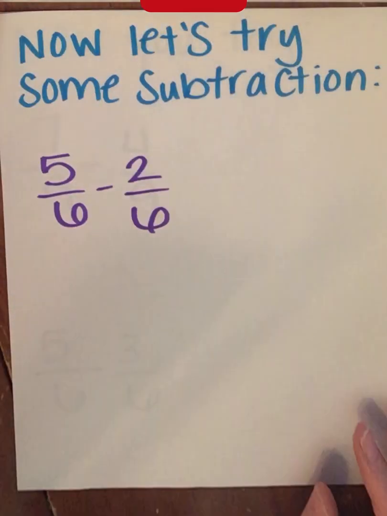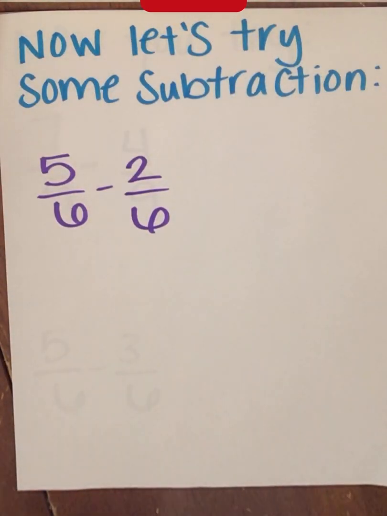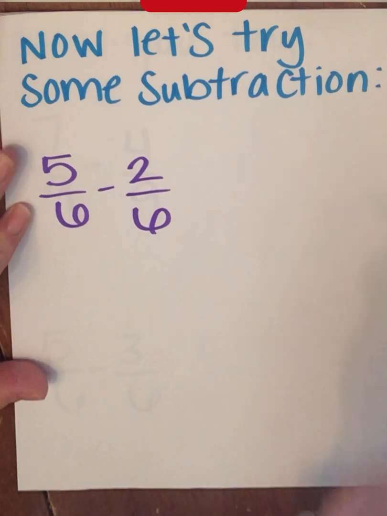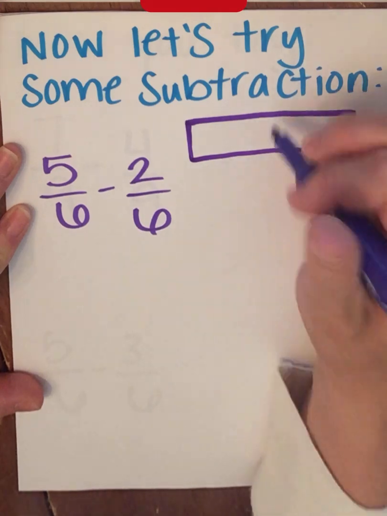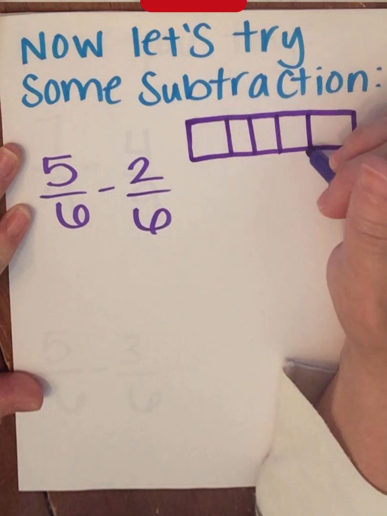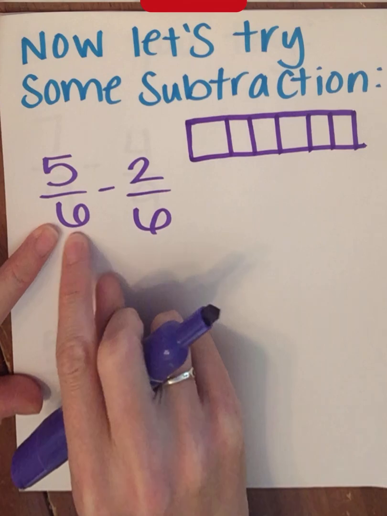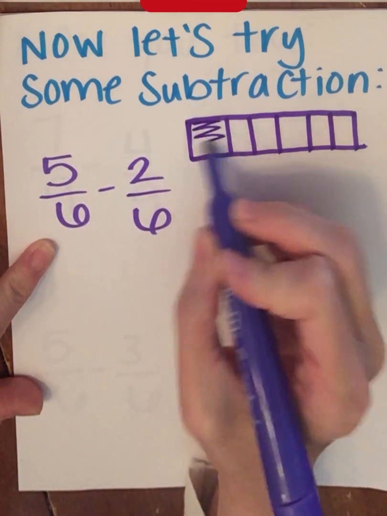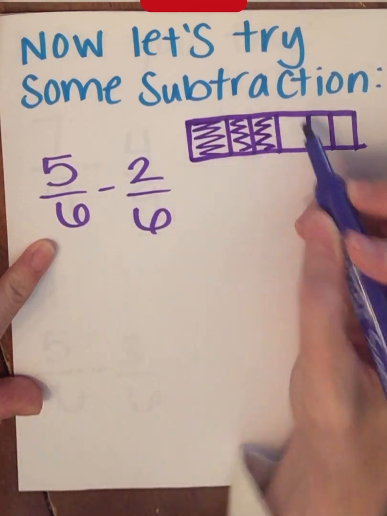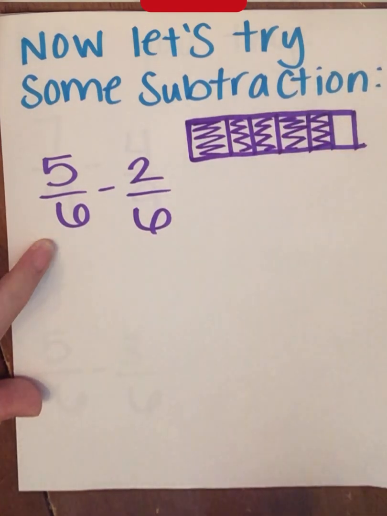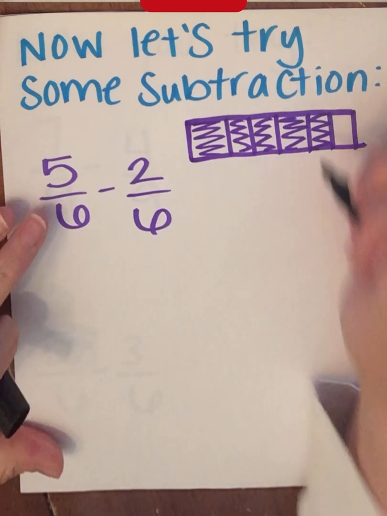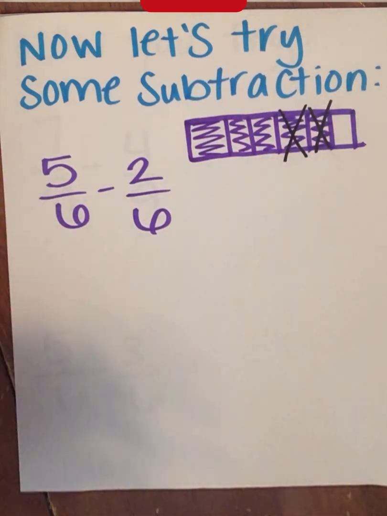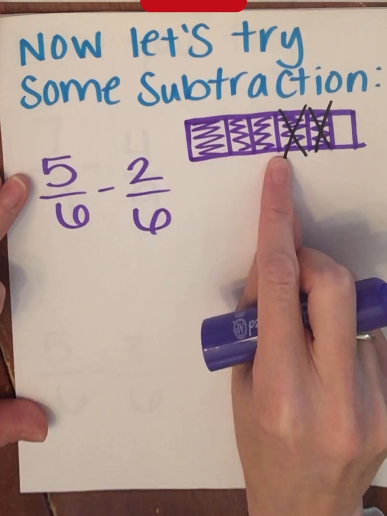Okay, now let's take a look at some subtraction. I am going to draw a model here, and I'm going to split this model into 6ths. I have 6 pieces here. And I need to shade 5 pieces because I'm starting with 5/6. So I'm going to shade 1, 2, 3, 4, 5 pieces, okay? Now I'm going to subtract 2 pieces, okay? So I'm going to cross out 1, 2 pieces here, okay? When I cross out those 2 pieces, it's going to leave me with 1, 2, 3 pieces, okay?